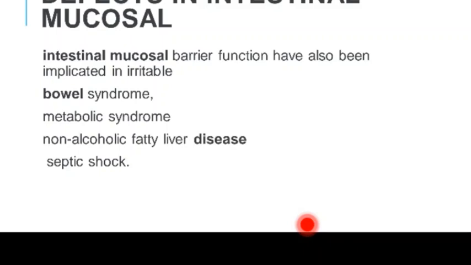So here we discuss three to four diseases. Bowel syndrome. What is irritable bowel syndrome? Irritable bowel syndrome is a common condition that affects the digestive system. It causes symptoms like stomach cramps, bloating, diarrhea, and constipation. And what is metabolic syndrome? Metabolic syndrome is a cluster of conditions that occur together, increasing your risk of heart disease, stroke, and type 2 diabetes. And next, non-alcoholic fatty liver disease and endotoxic septic shock.